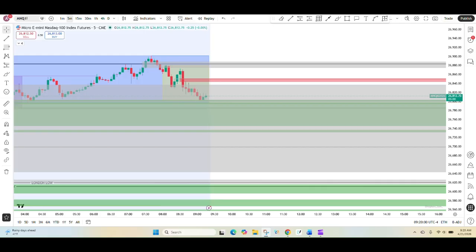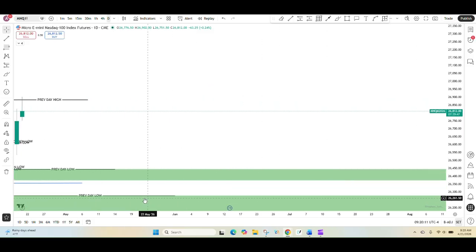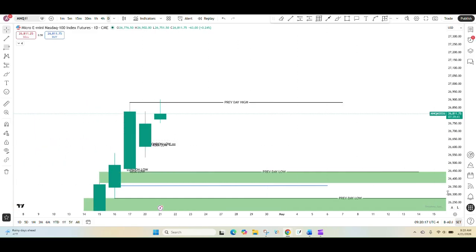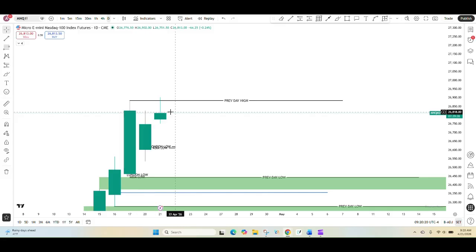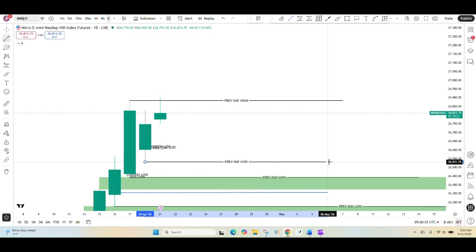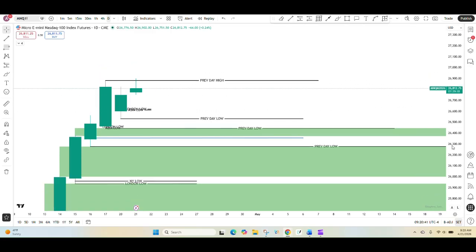So let's get started working out our charts. We're on the MNQ. Start with the daily time frame. So we're marking out previous day highs and lows first. Previous day high was already taken out today, so we're just going to mark yesterday's low. Looks like we're still bullish trending.